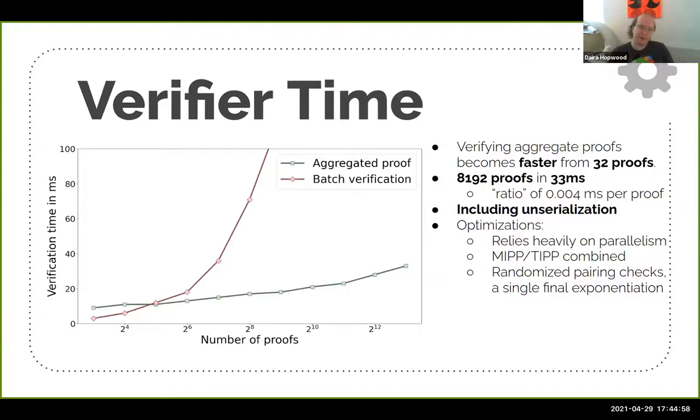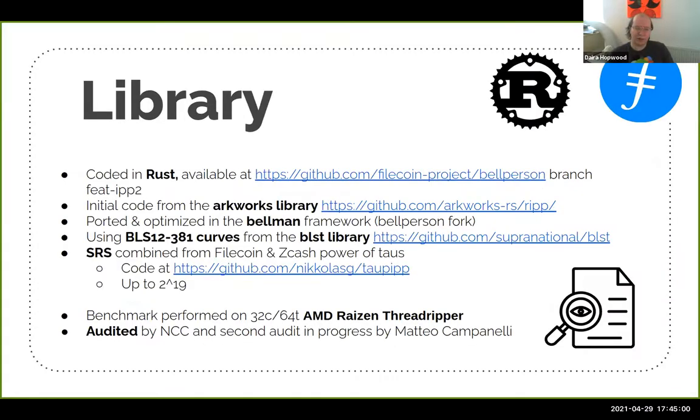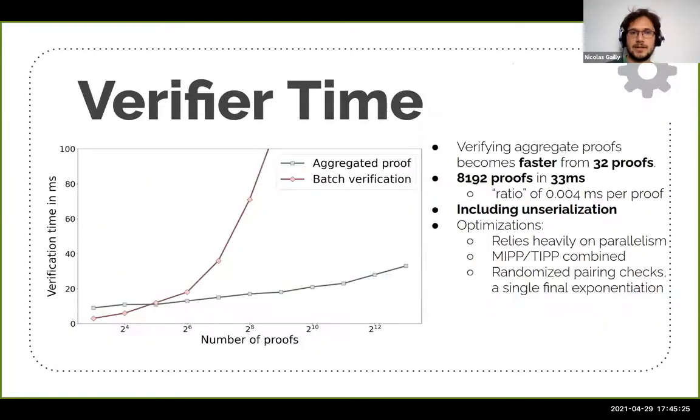On one of the slides before, it looked as though there were four different generators that you needed, four different toxic waste values. How do you get that from just two setups? No, we only need the g to the alpha, h to alpha from one CRS. Oh, right. And so g to beta and h to beta. Yes, just two different generators. Yeah. Got it. Thanks.